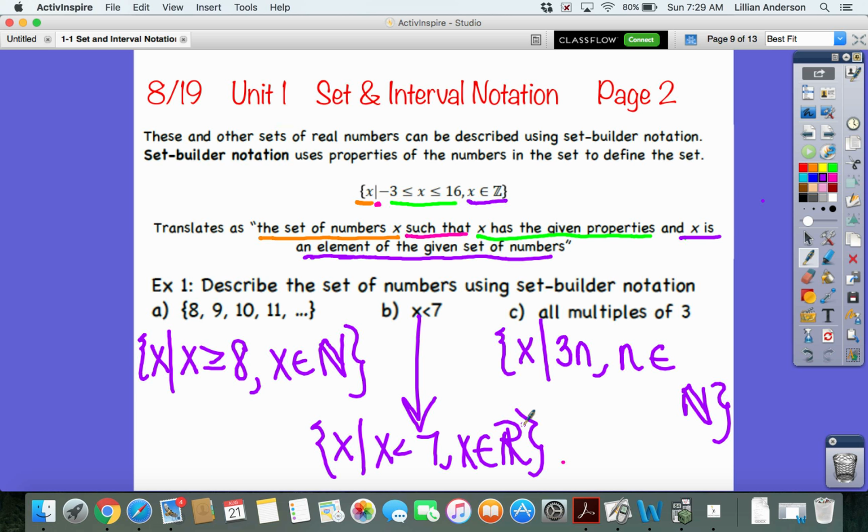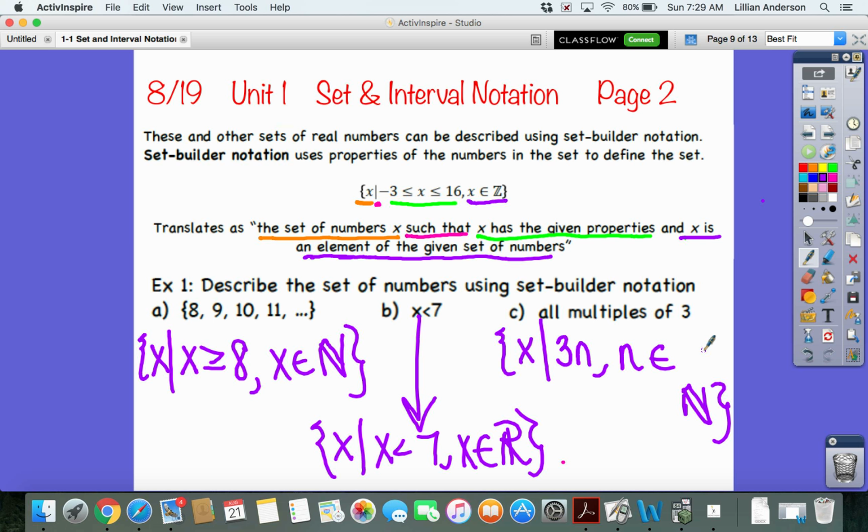Now C is a little bit different, okay? Because it's asking for your multiples of 3. Now your multiples of 3 are things like 3, 6, 9, 12, 15, 18, so on and so forth. And the way that we can actually get all those multiples of 3 is by taking 3 and multiplying it by a number. Now that number, like 3 times what gives you 3? 1. 3 times what gives you 6? 2. 3 times what gives you 9? That's right, 3.